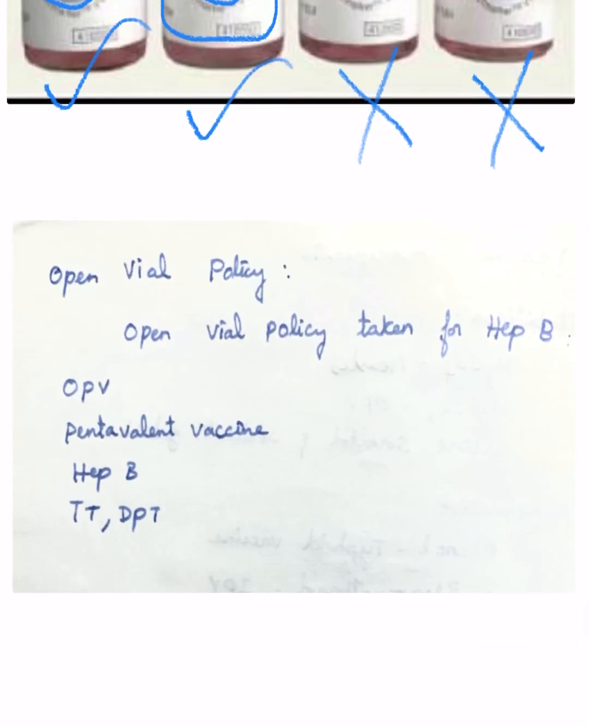Next, moving on to the open vial policy, which is followed for the vaccines. Open vial policy means once the vial is opened, that vaccine can be used for subsequent dosages for up to 4 weeks.